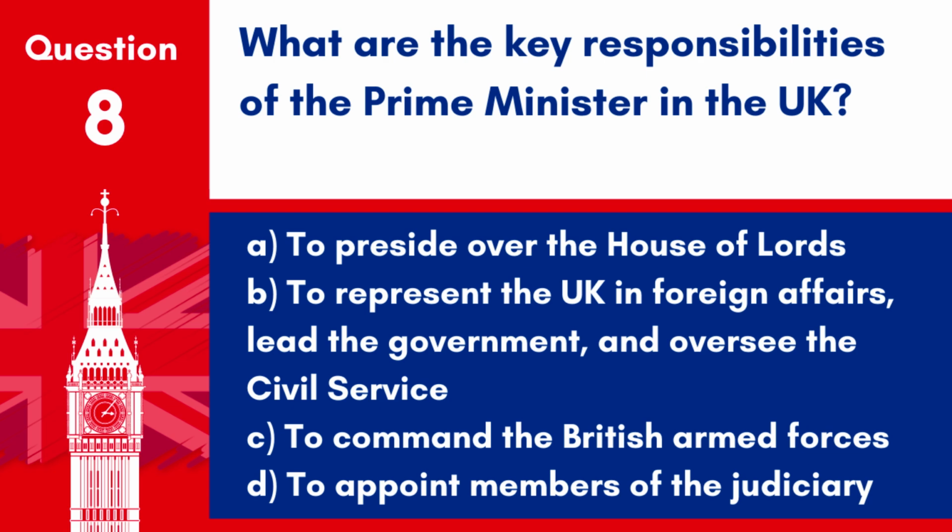Question 8. What are the key responsibilities of the Prime Minister in the UK? A. To preside over the House of Lords. B. To represent the UK in foreign affairs, lead the government, and oversee the civil service. C. To command the British Armed Forces. D. To appoint members of the judiciary. Answer: B. To represent the UK in foreign affairs, lead the government, and oversee the civil service. The Prime Minister's key responsibilities include leading the government, representing the UK in foreign affairs, and overseeing the civil service.